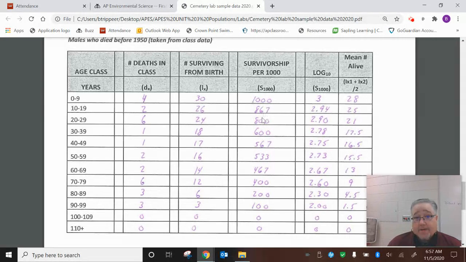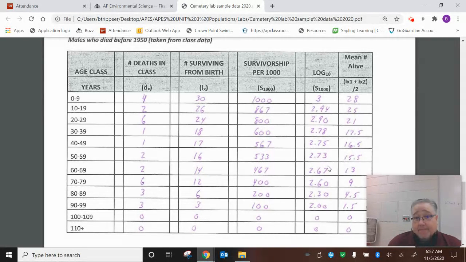If you go down to the next number, you take 24 divided by 30, times 1,000, and you'll get 800. You're going to do that for each number. 18 divided by 30 times 1,000, you get 600, on and on. So that's where those numbers are coming from. You're going to need a scientific calculator to figure out those calculations. Again, those numbers should decrease as you go down, and eventually you're not going to have any individuals left. That should probably make sense.